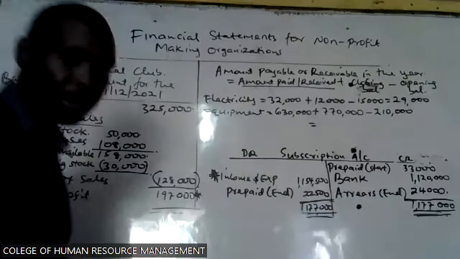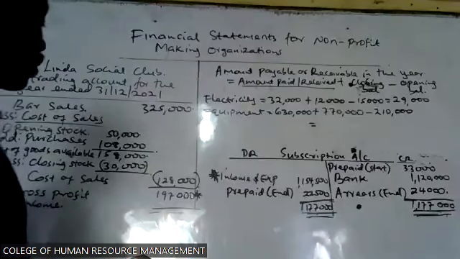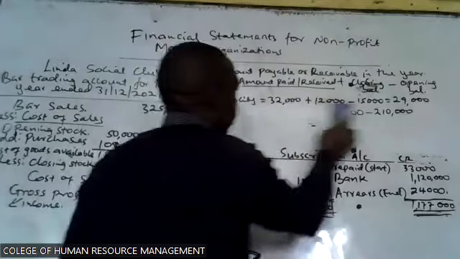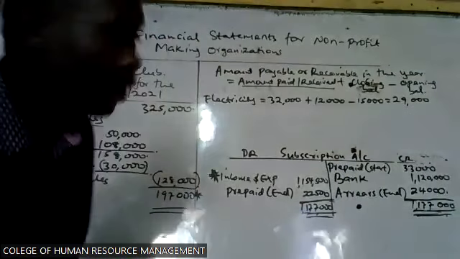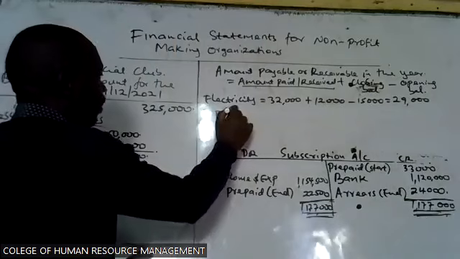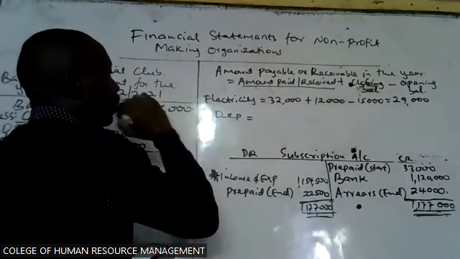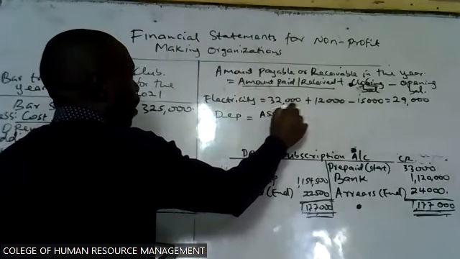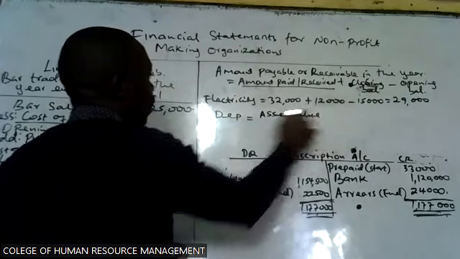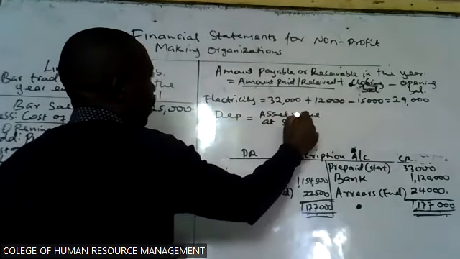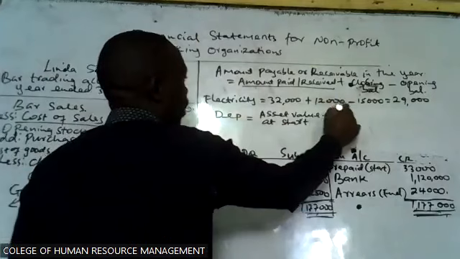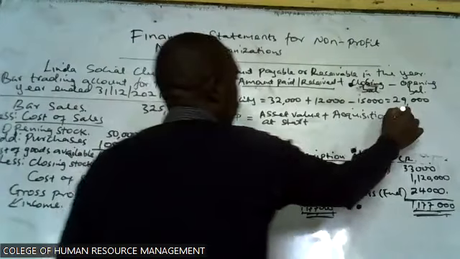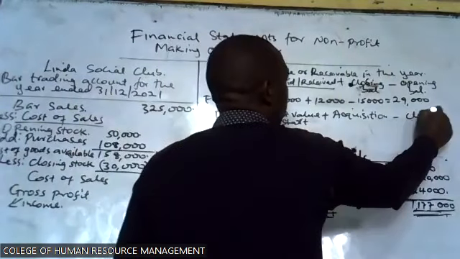That one is a lot. We are looking for depreciation. Let me see. That one is a lot. We cannot have that depreciation. So let me see. Depreciation will be equal to asset value at start, add acquisition, you minus the closing balance.